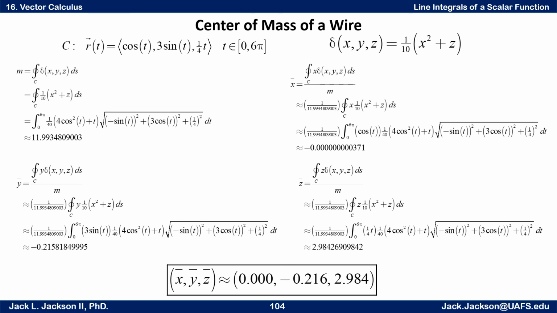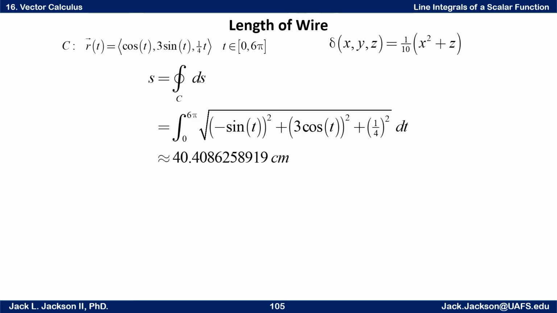The length of the wire, the arc length, is just found by integrating ds. In other words, integrating the function 1 ds. Again, our ds from before was this right here. And if we integrate that, again, I did it on the calculator, it's about 40.4. So there's a couple of examples: mass, center of mass, and the arc length.